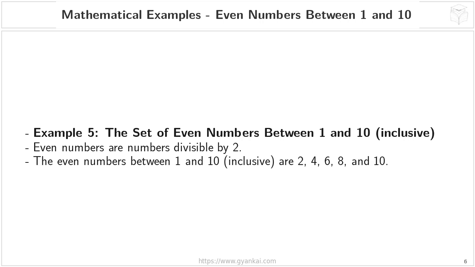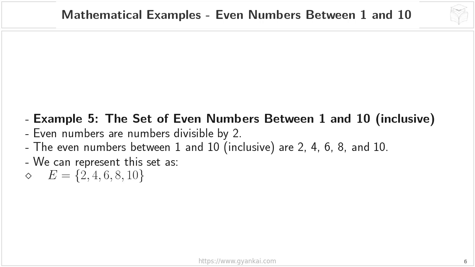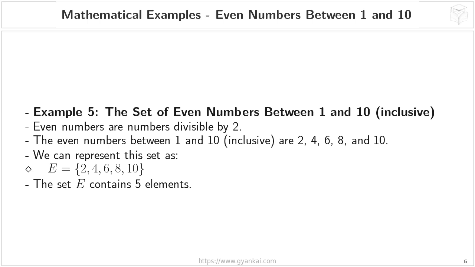So what are the even numbers between 1 and 10, including 1 and 10? Well, they are 2, 4, 6, 8, and 10. We can represent this set using set notation. We're calling our set E, and it's defined as E equals the set containing 2, 4, 6, 8, and 10. If we count the elements within that set, we find that the set E contains 5 elements.